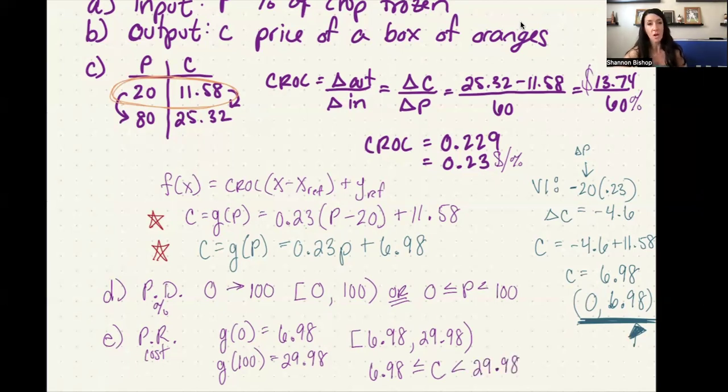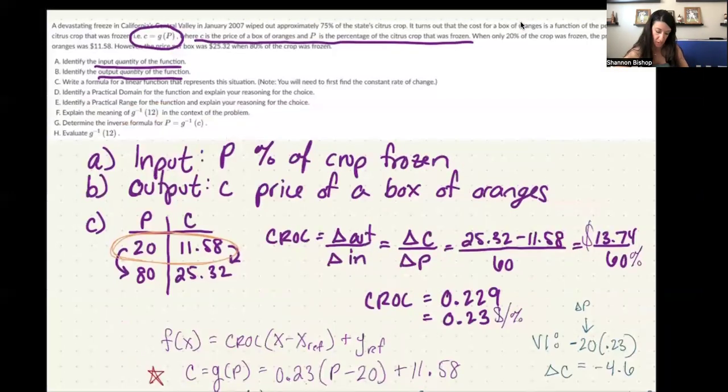29.98. Okay, so again, on this one, I think most people are able to wrap their brain around 0 to 100% being practical, but it's that cost that a lot of times students are like, well, how am I supposed to know? Yeah, I know, I hear you. And the answer to that is you're just supposed to correlate them. So if your domain starts at 0, your range starts at whatever the output is of 0. And if your domain stops at 100, then your range stops at whatever the output is at 100. Okay, so there's D and E.